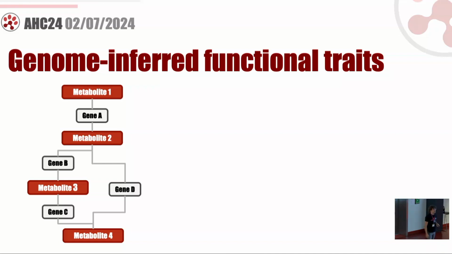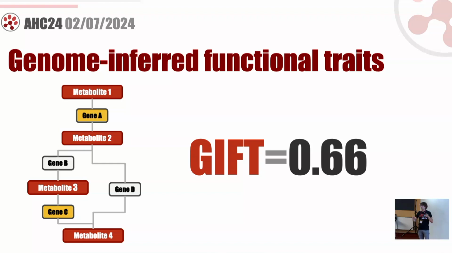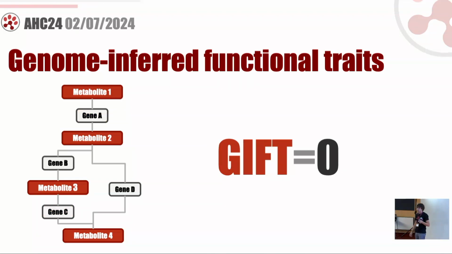So for the genome-inferred functional traits, we have this imaginary pathway, and the idea is extremely simple. The GIFT value will always range between 0 and 1. It's going to be 1 if all the genes for conducting this function are present. There might be some redundancy. This is also a GIFT of 1, because not all these genes are really needed in order to conduct this process. But then, as we remove genes from the system, the GIFT value will reduce until we have a GIFT of 0. When we have no genes at all, we say, okay, there is no potential at all.